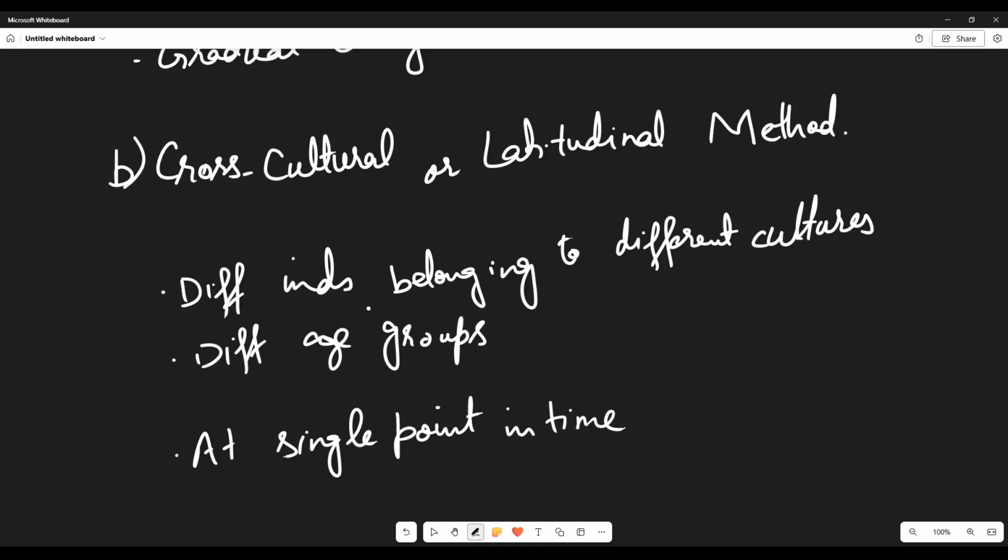The second type of developmental method is cross-cultural or latitudinal method. Here, individuals of different ages belonging to different cultures are studied at a single point in time, and their specific characteristics are then compared. This comparison takes place with other cultures and countries. For example, a researcher studies stress tolerance across continents.